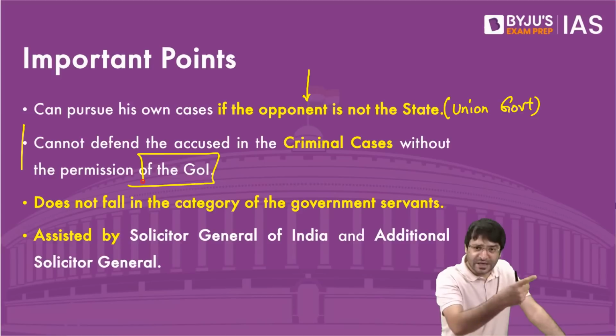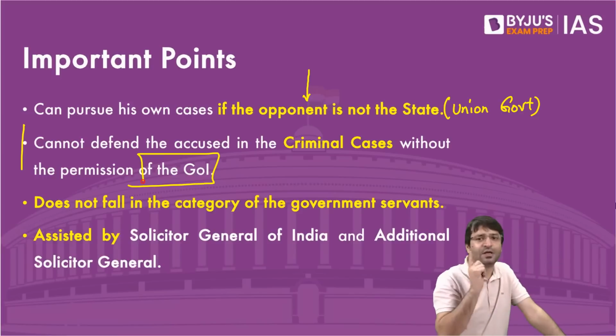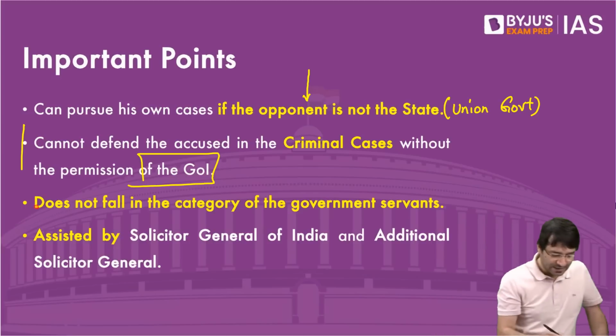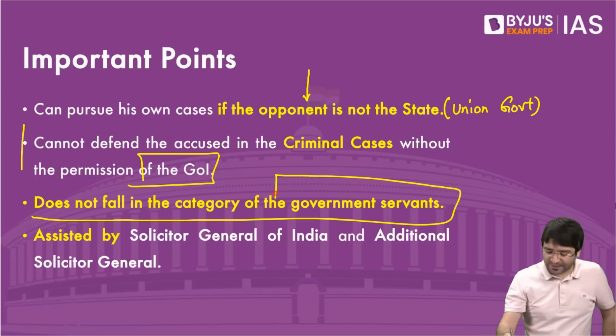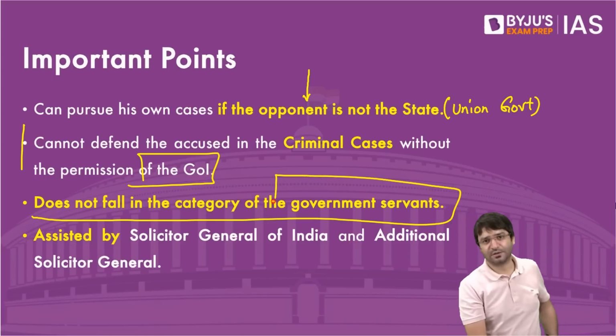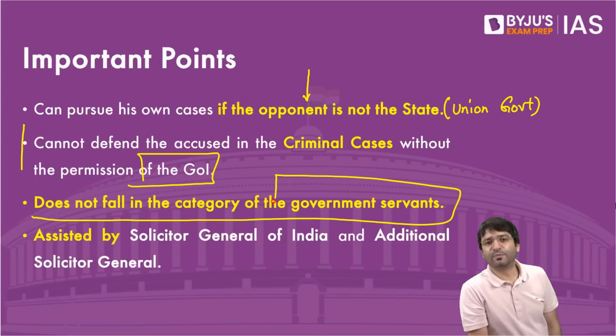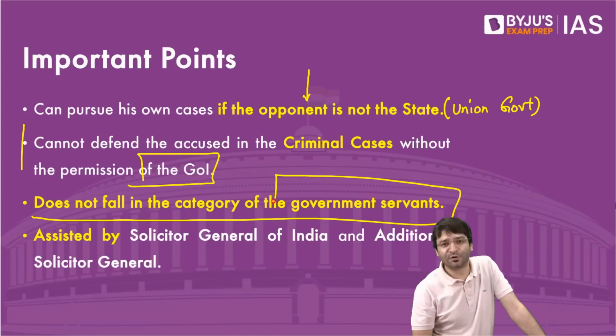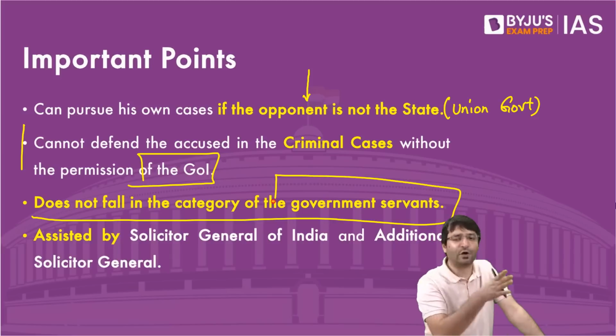Even if this is a case involving a state, at a state level, since it's a criminal case, you can't defend the accused without taking the permission of the central government. And he does not fall in the category of government servants. Tomorrow, once you become an IAS officer or IPS officer, you become a government servant, which means the Prevention of Corruption Act will be applicable to you. But the Attorney General is not a government servant, which basically means the Prevention of Corruption Act will not be applicable to him.